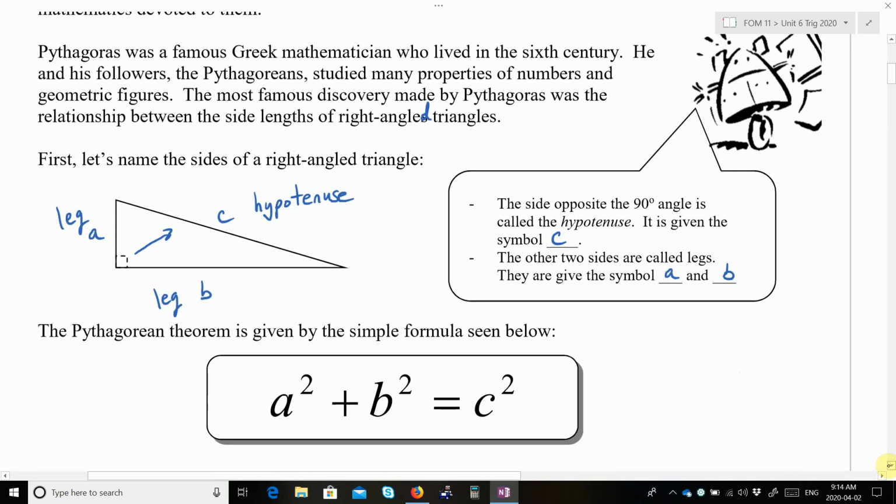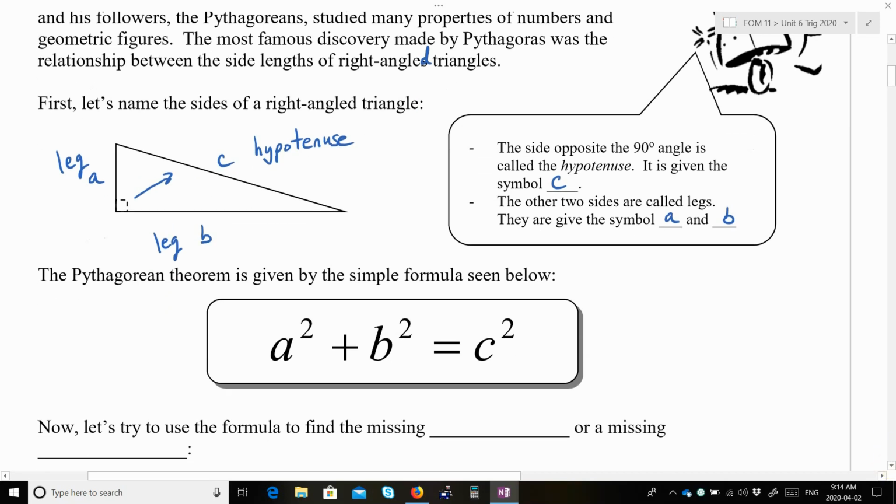The Pythagorean theorem is given by the simple formula seen below. A squared plus B squared equals C squared. Or you can write it like this: C squared equals A squared plus B squared. I often write it like that if we're actually trying to find C, because then C is on the left-hand side of the equation, and we often like to have that when we're solving for an unknown letter.